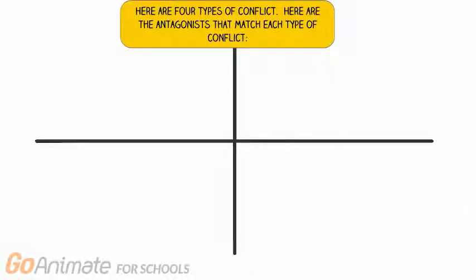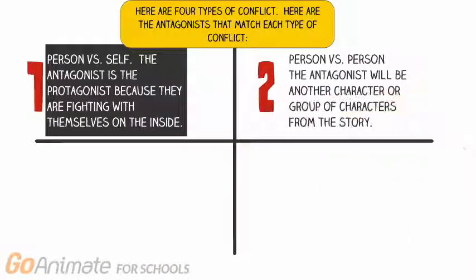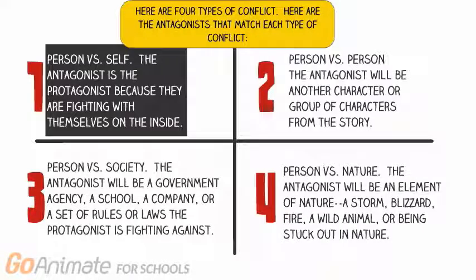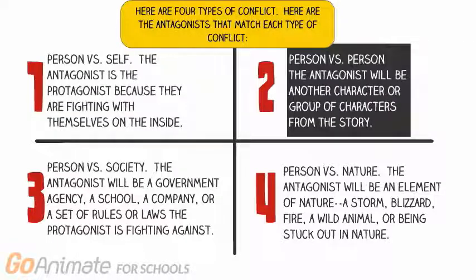Here are the antagonists that match each type of conflict. I'm going to read one for each slide. The first type is person versus self. The antagonist is the protagonist because they are fighting with themselves on the inside. In a person versus person conflict, the antagonist will be another character or group of characters from the story.